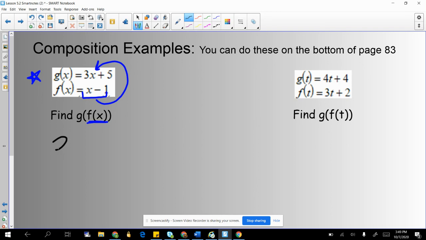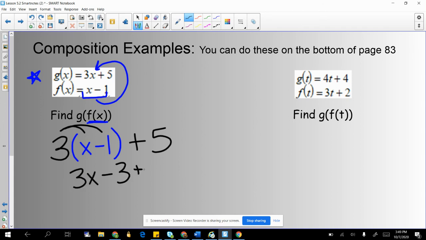So I'm going to write that as 3 times the x minus 1, and then bring down the rest of this, so plus 5. So what we just did is we took f of x and we plugged it in for x in your g of x. And then you would distribute, and you would get 3x minus 3 plus 5. And then you would combine like terms here, and you would get 3x plus 2. And that's it. So that's what your g of f of x equals.